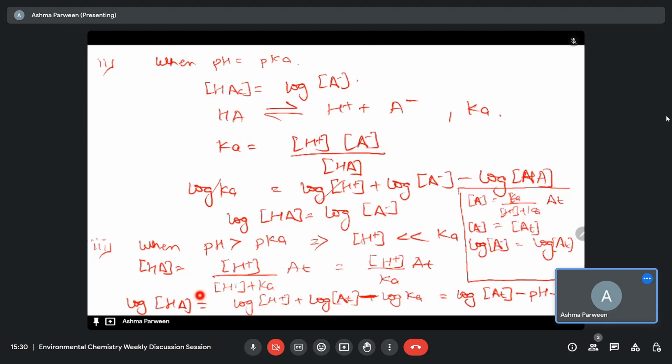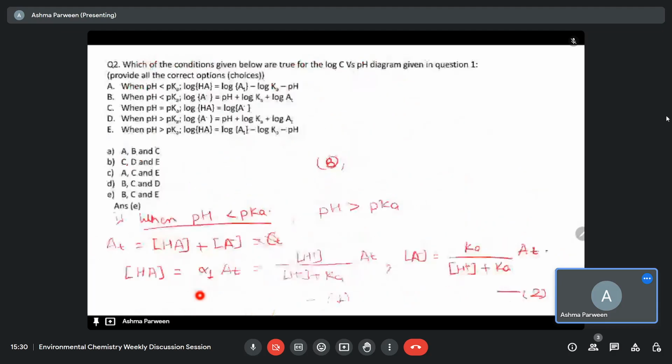So let's see what are the correct options. B is the correct option. C is also the correct option. And I think E is the correct option. So B, C, E. So overall E is the correct option. So let's move to the next question.